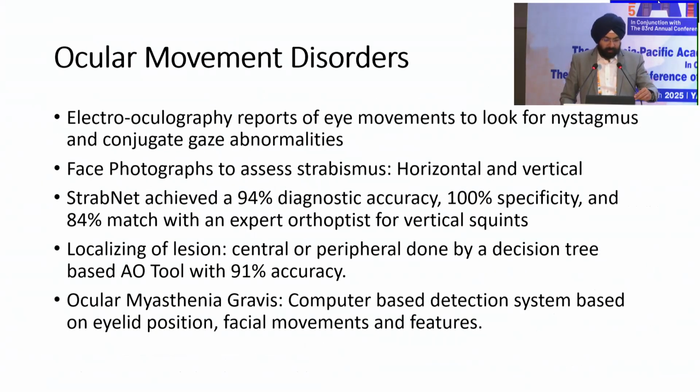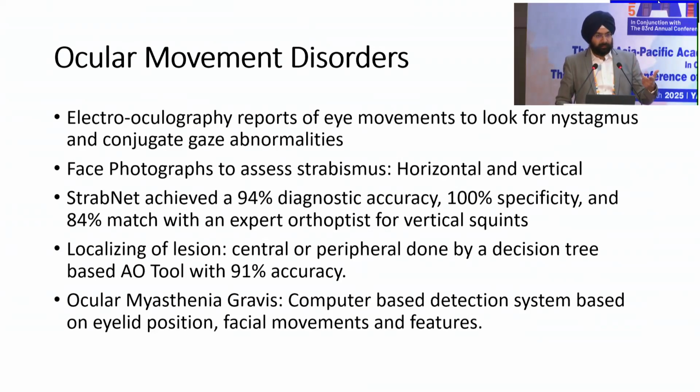Going on, in ocular movement disorders, AIs have come about because again this is an external thing. You can do oculographies, you can do EOGs, you can do just videos, plain photographs using the smartphone to detect squints, ocular movement disorders, nystagmus. StrabNet is one such software that came out, and it's been able to detect vertical squints very well.